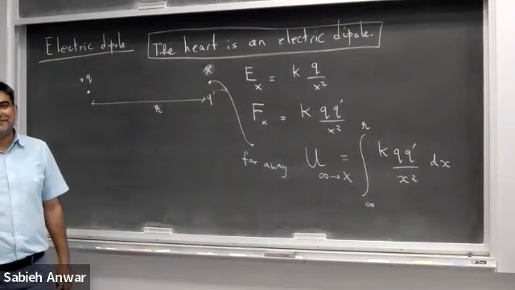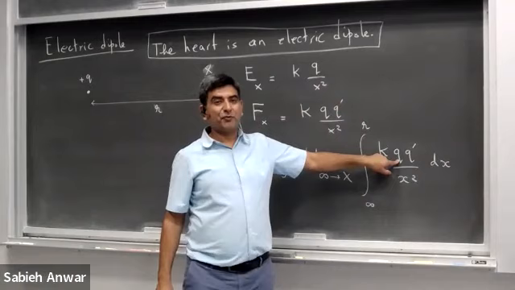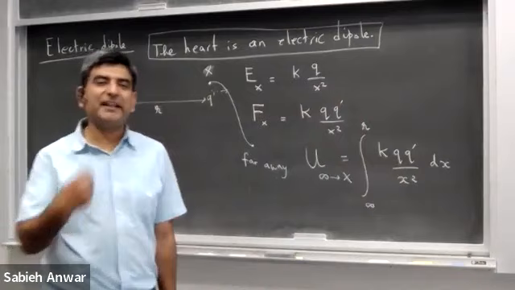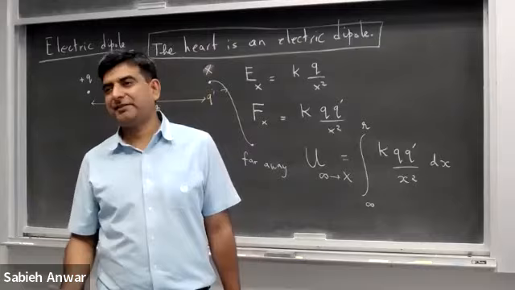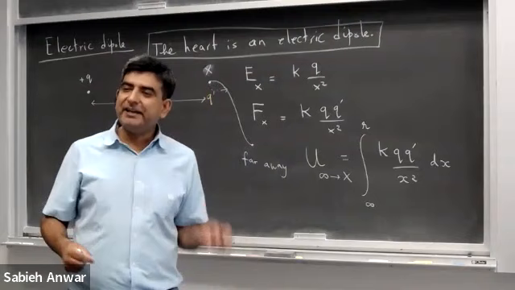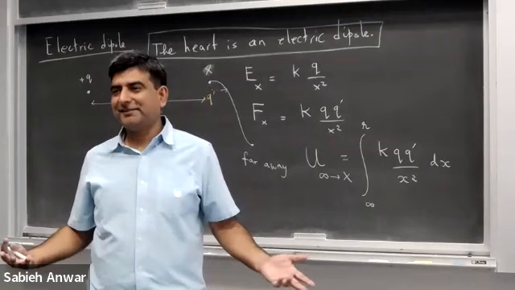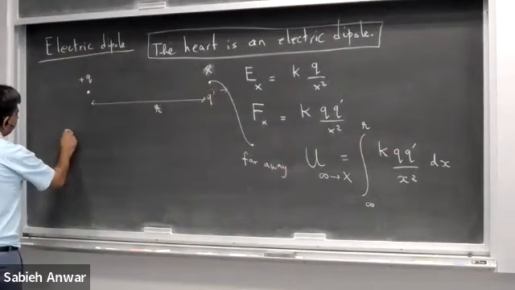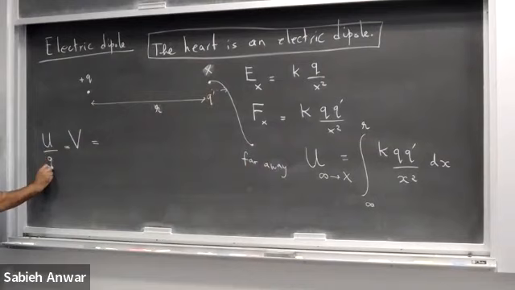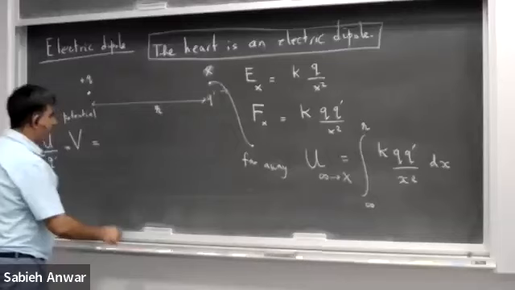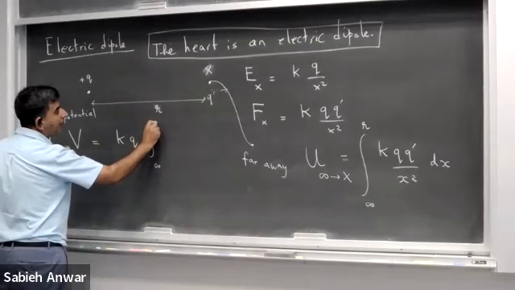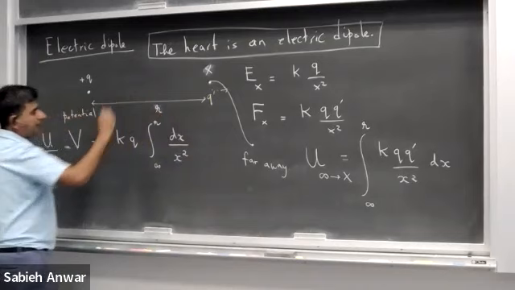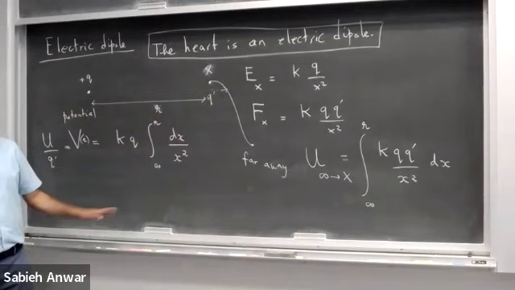Now Q is my source charge. I know what my source charge is, but Q prime is just a figment of my imagination. It's a test charge. If the test charge changes, the potential energy changes. But what I would really like is a formula that is independent of the size of my test charge, so that I can make comparisons. So I divide this by the test charge, and the thing that remains, which is U over Q prime, is called the potential. So what I'm left with is KQ times the integral from infinity to R of dx over X squared. This will be my potential at the point R with respect to the potential at infinity.